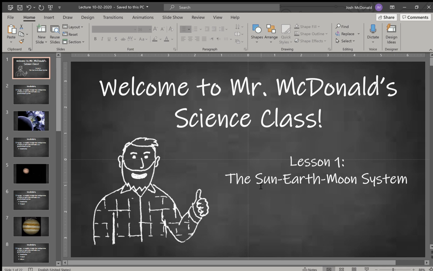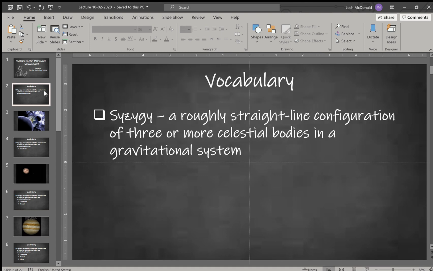So let's talk about one more relationship in the Sun, Earth, Moon system. And before we really get into that, we need to understand some of the mechanics of planetary motion and observation.